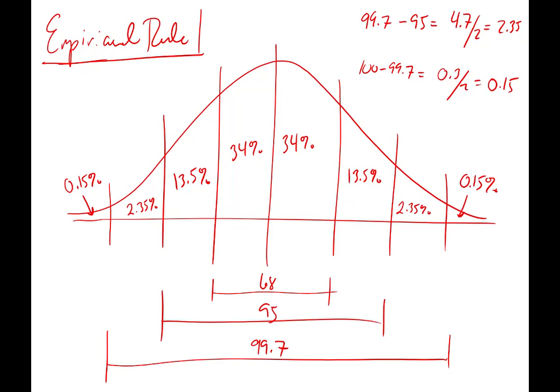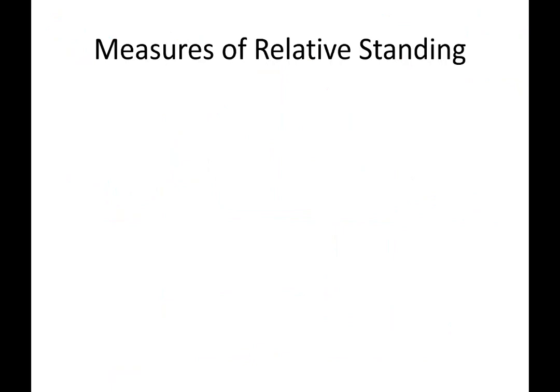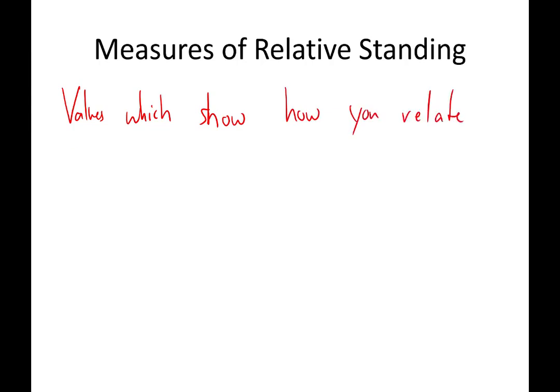Okay. And so a percentile is what we call a measure of relative standing. Measures of relative standing are values which show how you relate to the overall population.